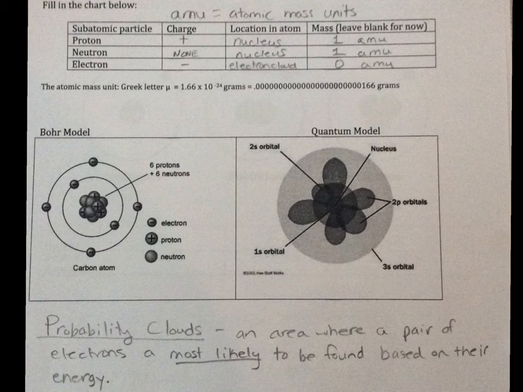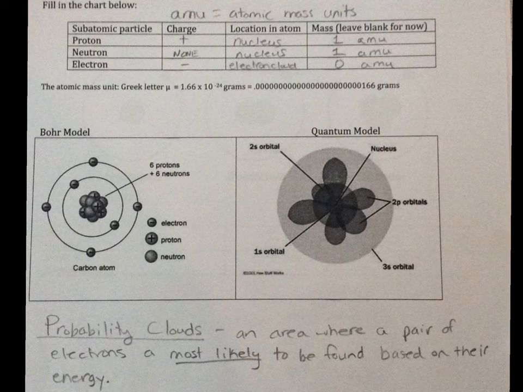We talked about the atomic mass unit, AMU, and we talked about the fact that protons are positively charged, neutrons have no charge, electrons are negatively charged. We talked about where these different particles can be found. Proton and neutron are found in the nucleus, but the electron is found in the electron cloud, and that's really what this tutorial is going to be about, the electron cloud.